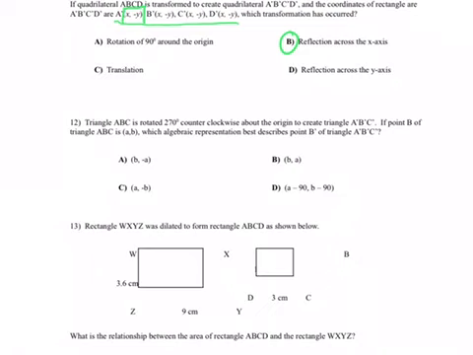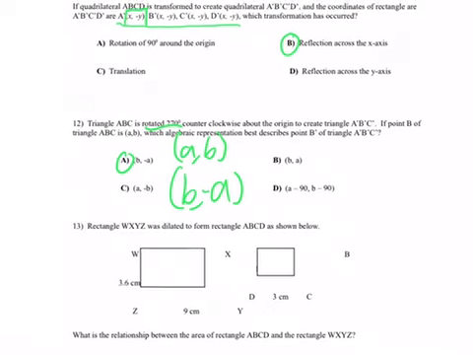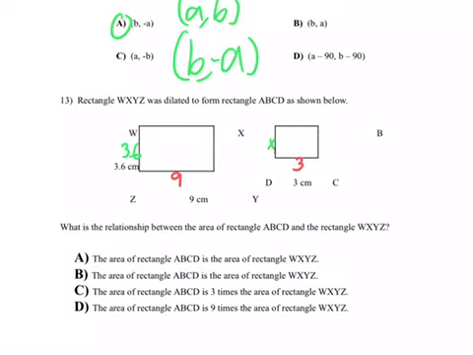12 is kind of the same thing. We're doing a rotation of 270 degrees, and they say our points are A, B. Well, if I'm rotating 270 degrees, first I know that they are going to swap places, and then I'm going to change the sign on the second one. Well, the answer choice ends up being A. Again, that's just memorization. There's nothing to really do to figure that one out. 13 is a little bit tough because we're talking about the relationship between the areas of the two rectangles.